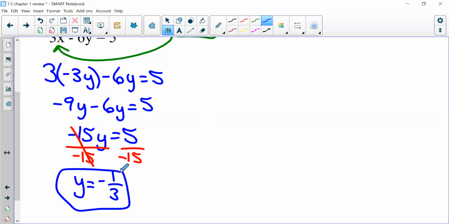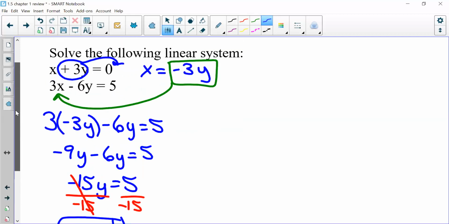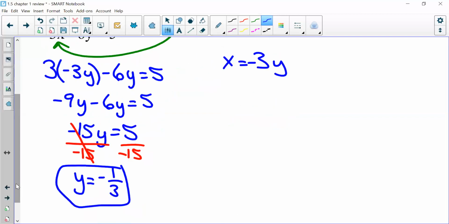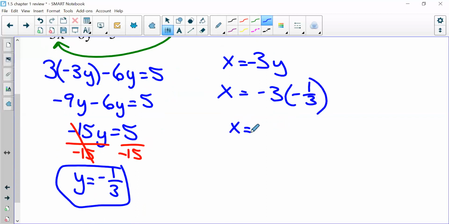Okay, how do I get x? Good. x equals negative 3y, and y is negative 1/3. What's negative 3 times negative 1/3? Or ask your calculator. Close. What's a negative times a negative? Positive 1.